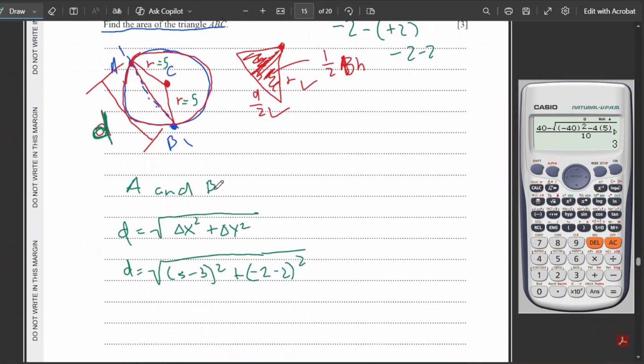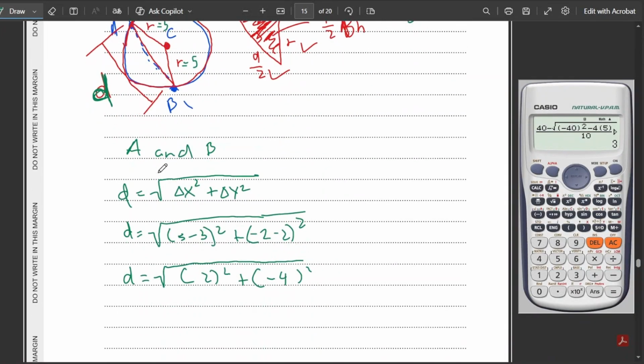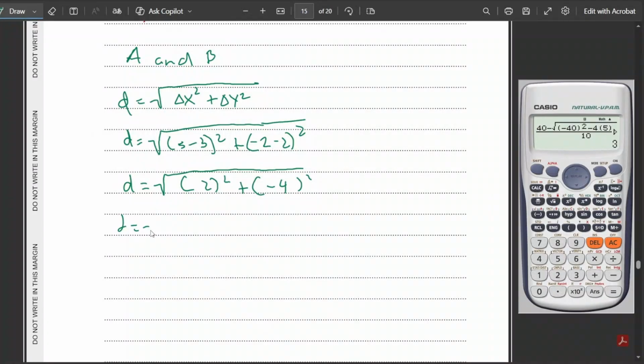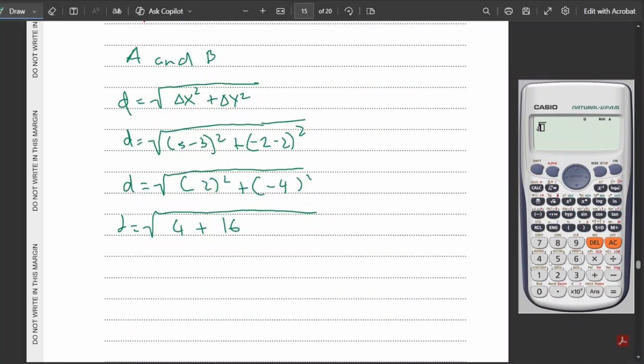Okay, so now what I have over here is basically 5 minus 3, that's basically 2 squared, plus minus 2 minus 2, that's minus 4 squared. So if I solve this out, 2 squared is 4, plus minus 4 times minus 4 is 16. So I have under root 4 plus 16. That is equal to 2 under root 5. I really hate that I got an answer like this, but sure, I'm going to keep it.